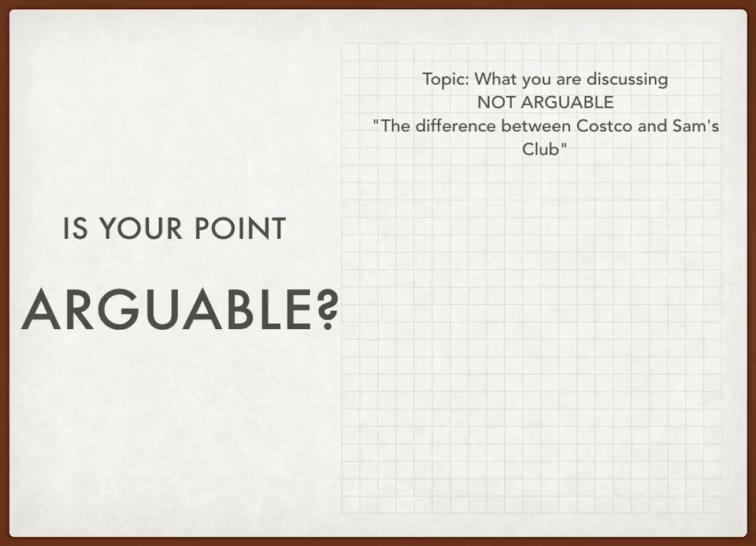The most important thing to figure out when you are going to make an argument is whether you have an arguable point. This is a mistake that many students tend to make. Your topic is not arguable. Your topic is just what you're discussing. And that might be something along the lines of the difference between Costco and Sam's Club.